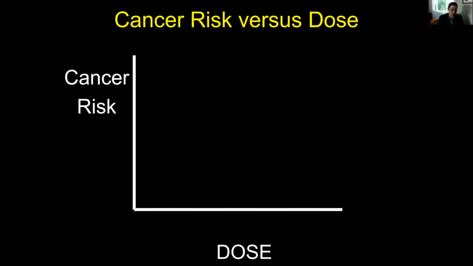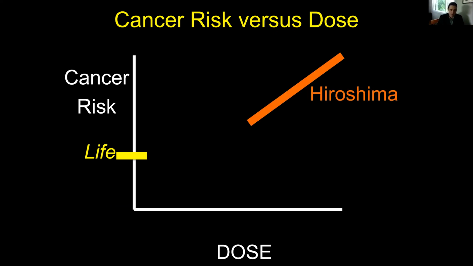So here we have a graph of cancer risk versus dose. We have to acknowledge that just being alive and living a life has its own cancer risk, which is pretty decent. A lot of people will die of cancer. It's not the most common cause of death. Usually it's heart disease, but still a lot of people get cancer. So we have to acknowledge that that's going to be confounding when we think about dose effects.